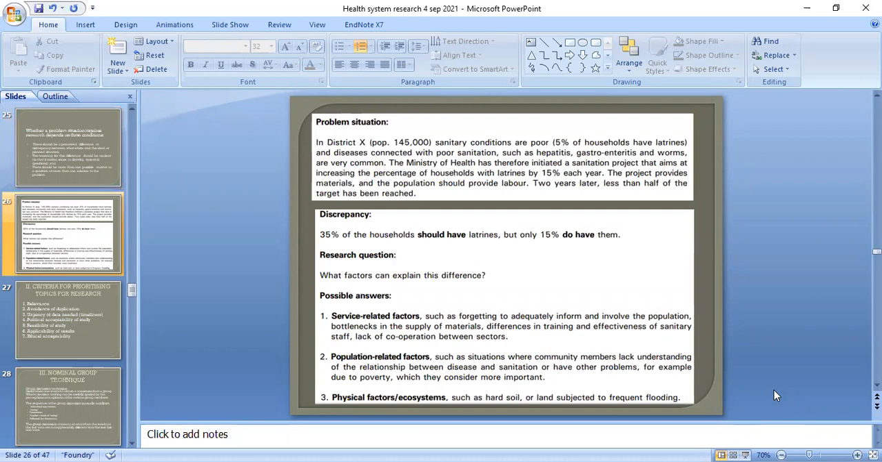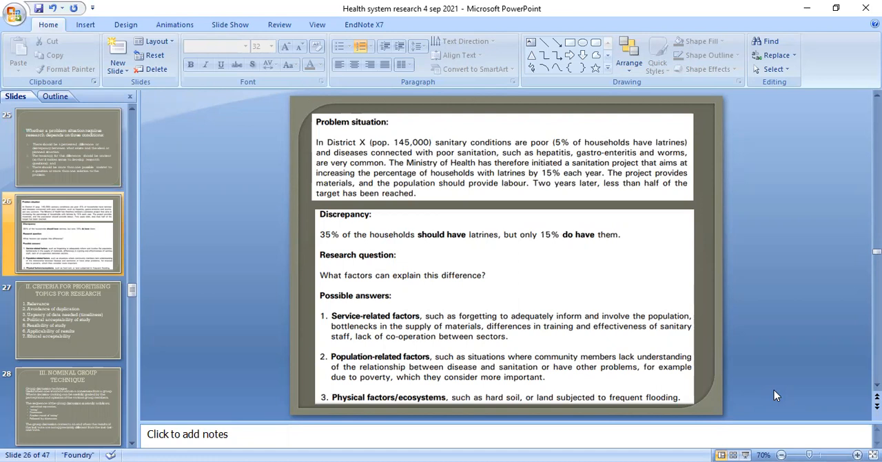Now there is an example here in which the situation is this: district X, whose population is 1,45,000, has poor sanitary conditions. Only 5% of households have toilets, and diseases connected with poor sanitation, such as hepatitis, gastroenteritis, and worm infestations, are very common. The Ministry of Health has therefore initiated a sanitation project that aims at increasing the percentage of households with toilets by 15% each year. The project provides materials and the population should provide labor. 2 years later, less than half of the target has been achieved.